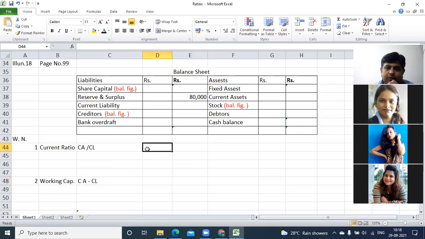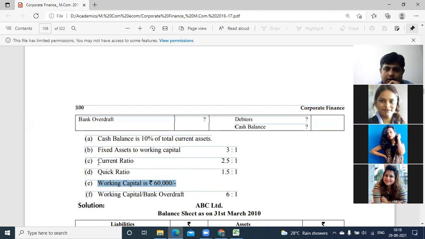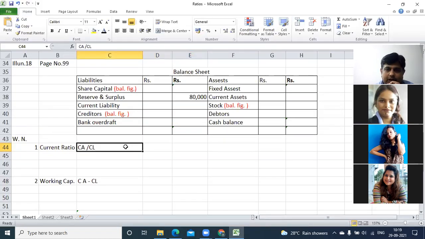And what is the current ratio given there? Current ratio कितना दिया हुआ है? 2.5:1. I can write current ratio, that is current asset upon current liability, is equal to 2.5:1. Again, this is your LHS, this is your RHS. Cross multiply हो जाएगा.